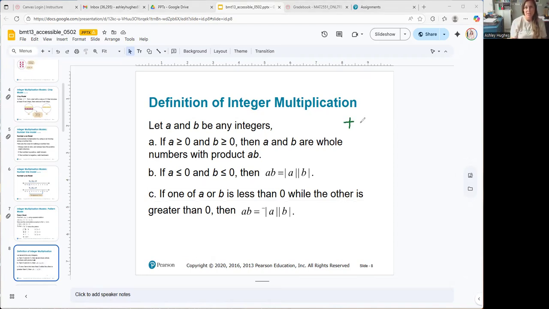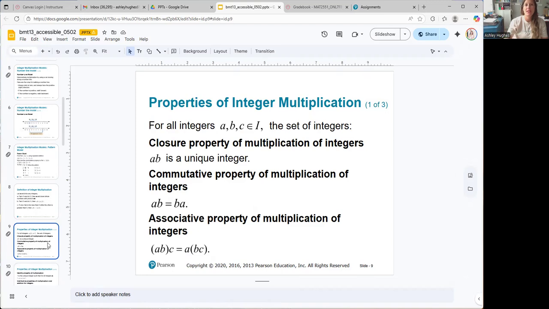So this is the way I would explain it to students. Positive times positive, positive. Negative times a negative, positive. And if one of them is negative, you get negative. So if you have an odd number of negatives, the answer is negative. If you have an even number of negatives, the answer is positive.